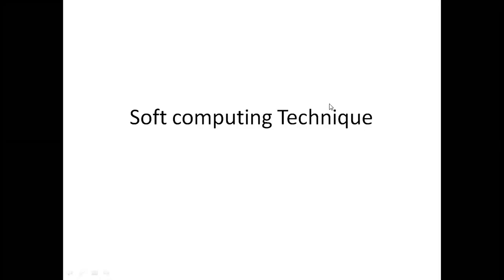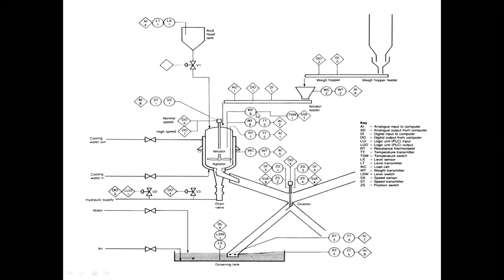Our topic is soft computing systems, and that is the first module. The first topic is the comparison between the conventional control system and the modern control system, or you may say the advanced control system, because soft computing deals only with the advanced control system.